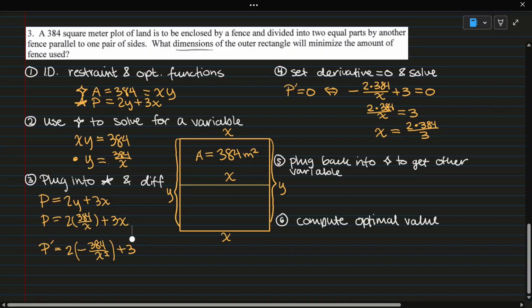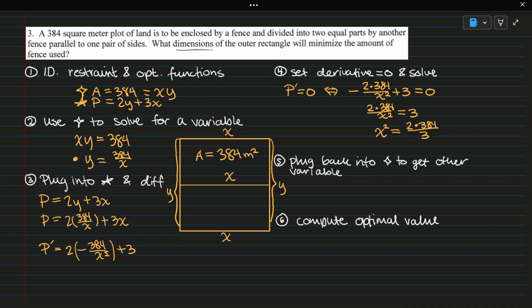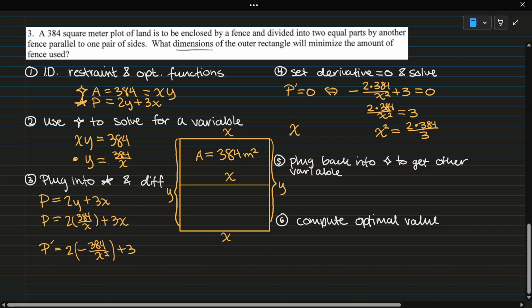Oops, I made a mistake. This x should actually be squared here. I forgot to square those x's. So I actually have x squared is equal to 2 times 384 over 3. So this tells me that x is equal to plus or minus the square root of 2 times 384 over 3. And x can't be negative because we're talking about a length, so we take the positive square root, so x is just the square root of all of this.